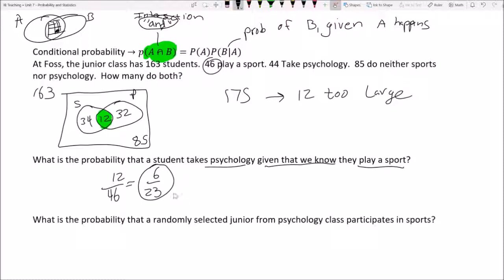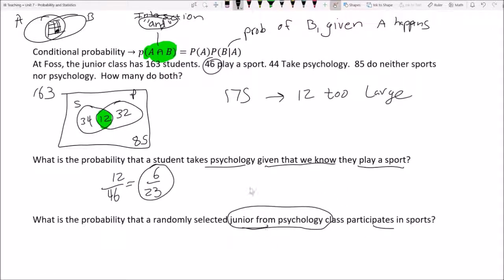Let's do it in the reverse order now. If you want to pause and try it on your own, that's fine. What is the probability that a randomly selected junior from psychology, so this is the same thing but different wording. So a junior from psychology, that's the condition. So they're from psychology class. What is the probability that that person participates in sports?